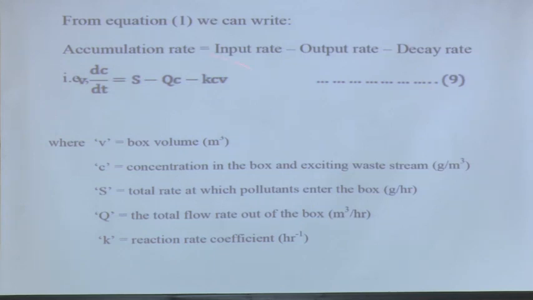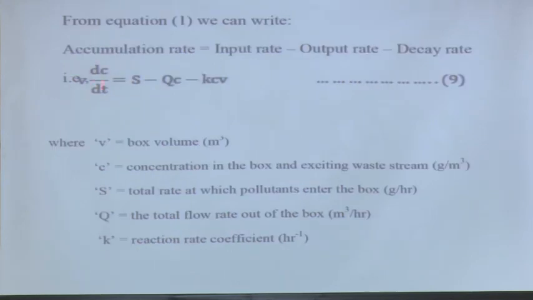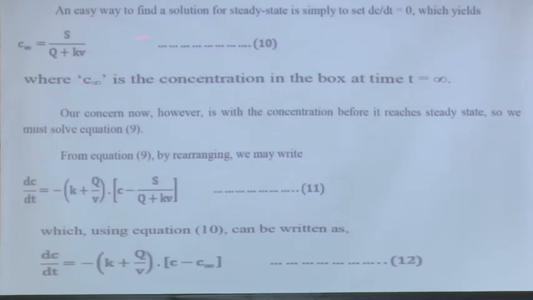Now, how do I solve this? An easy way to find a solution for steady state is simply to set dC/dt equal to 0. Suppose it is in steady state. If dC/dt is equal to 0, then this component is 0. So, I can write C is equal to S/(Q + kV). When it will reach steady state, I do not know. So, that is time t equal to infinity. So, there I say what will be C infinity.